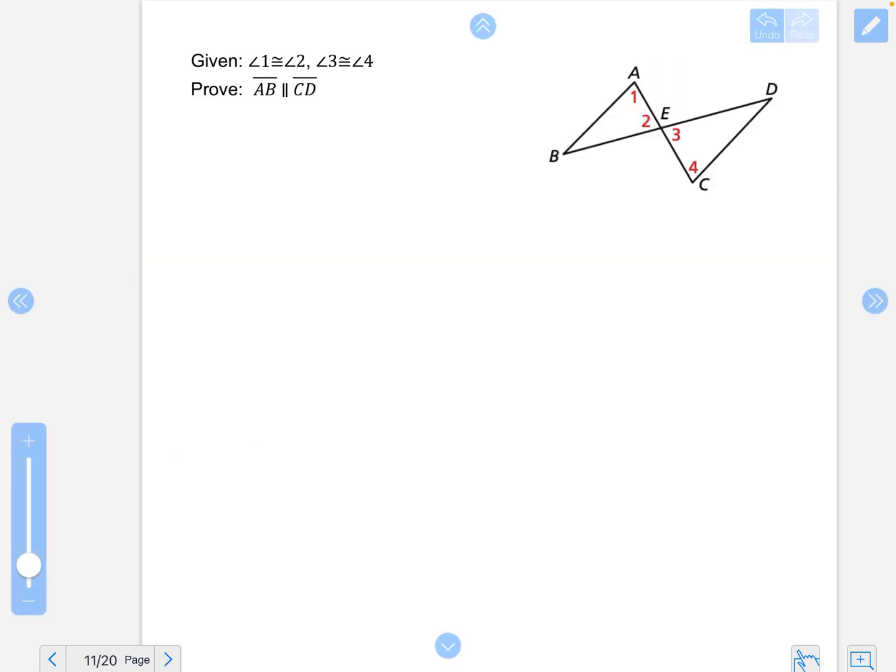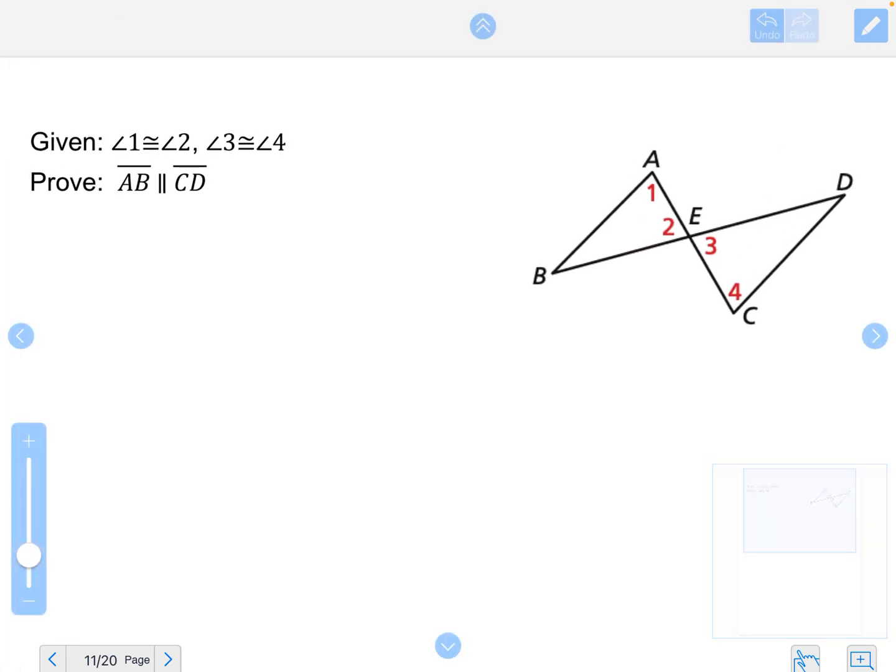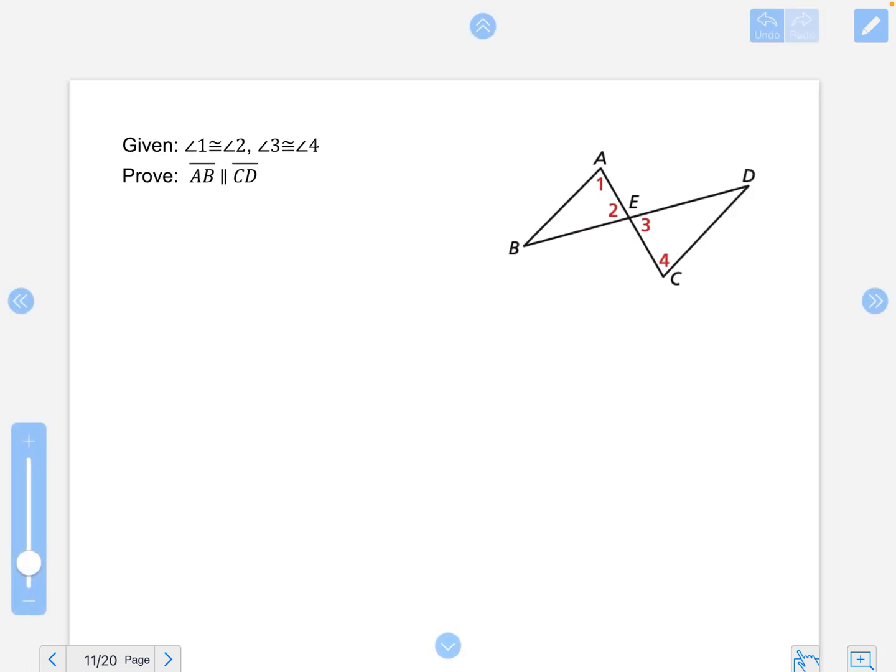All right, let's look at one more. This is one of the ones that can be a little more complicated, but if we break it down step by step, piece by piece, we can find what we need and we can get there. So let's talk about what we need to prove first. Sometimes it helps to start with the end in mind.